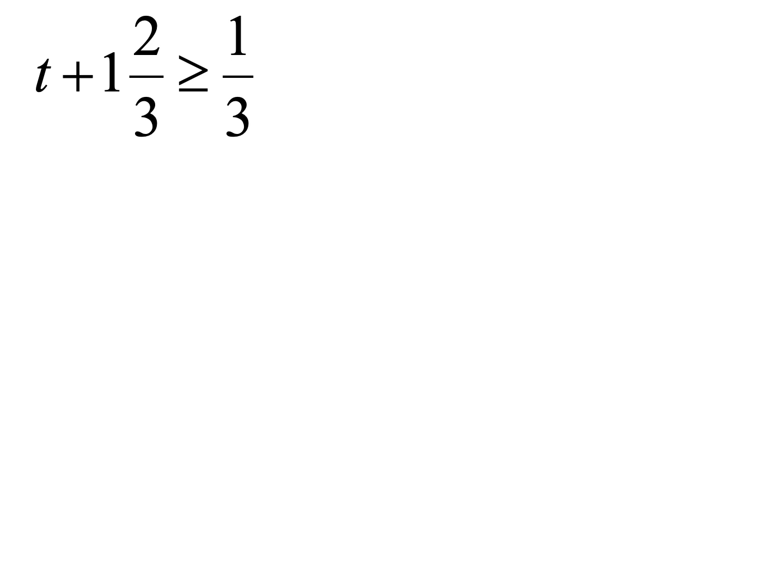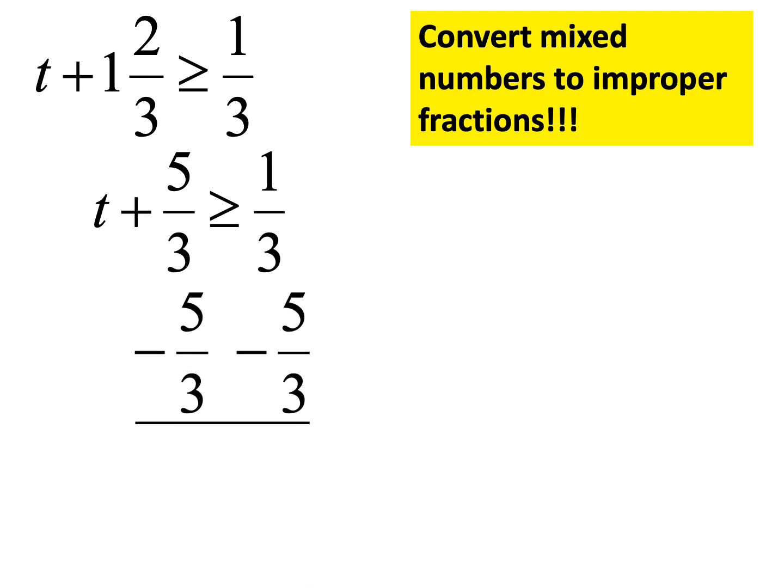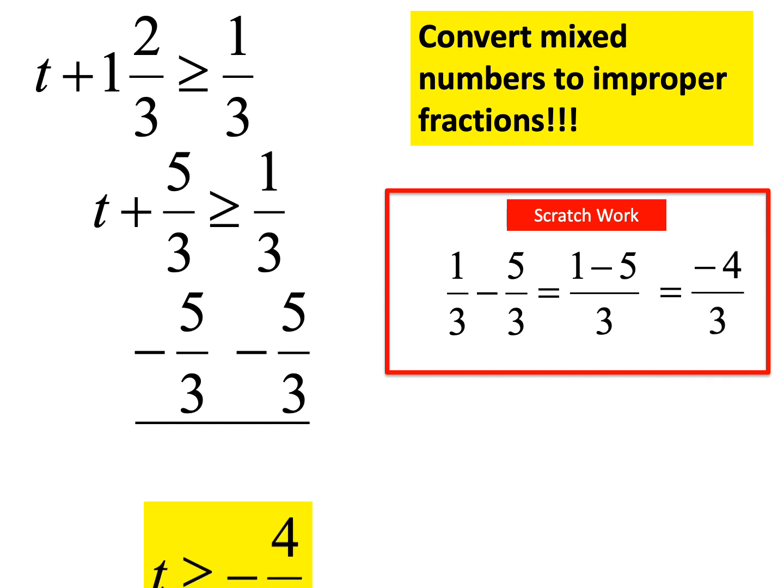All right, so let's see. If we were going to do this without clearing the fractions, we'd change everything to improper fractions. So that would be t plus 3 times 1 is 3, plus 2 is 5, so 5/3. Notice we have common denominators, so we can subtract 5/3 from both sides. 1/3 minus 5/3 would be negative 4/3. Notice where I did my scratch work. So we get t is greater than or equal to negative 4/3.